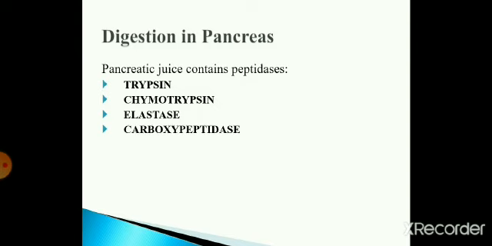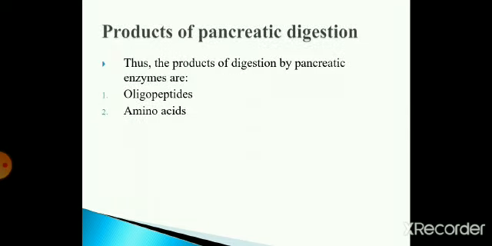Trypsin will convert chymotrypsinogen into chymotrypsin. Trypsin and chymotrypsin will degrade the protein into small peptides, and these are further hydrolyzed into dipeptide and tripeptide by carboxypeptidase. So the procarboxypeptidase is converted to active carboxypeptidase by trypsin. So the products of pancreatic digestion include oligopeptides and amino acids.